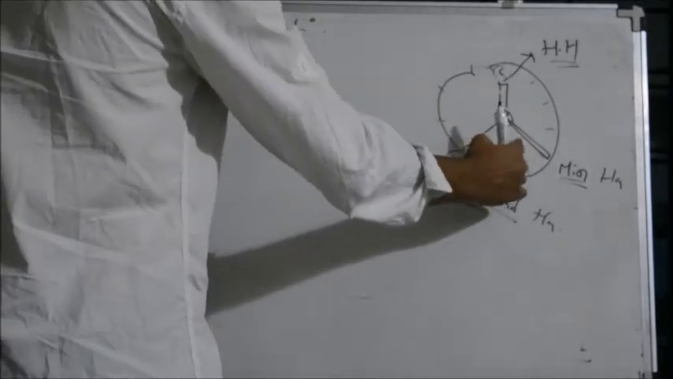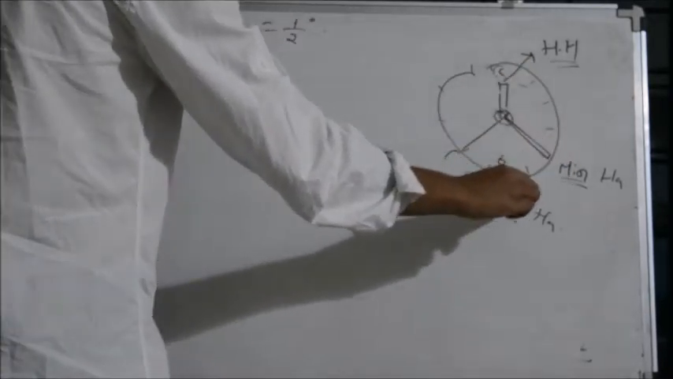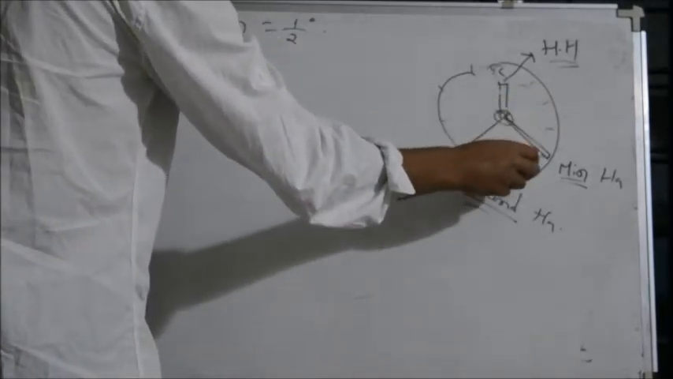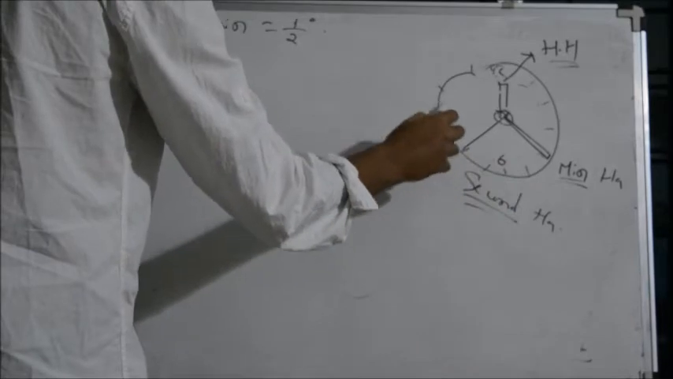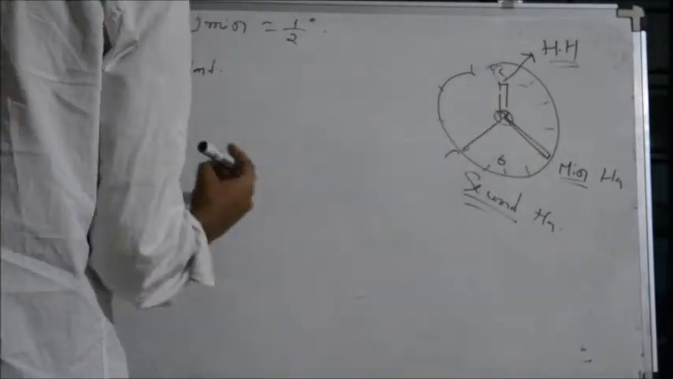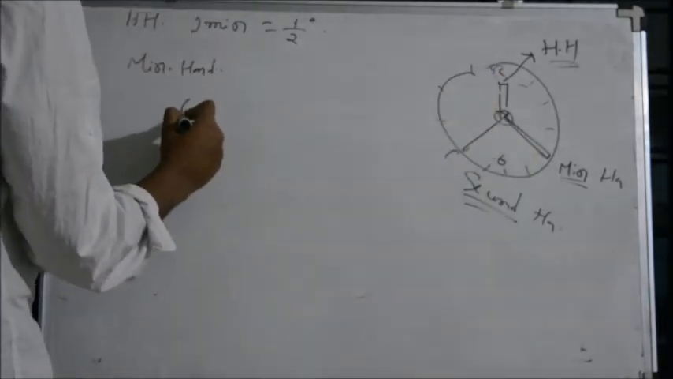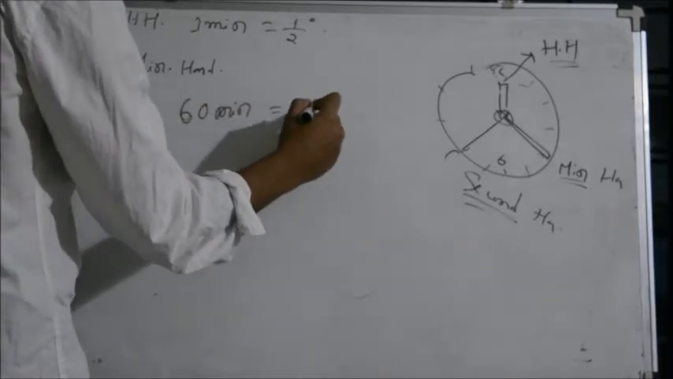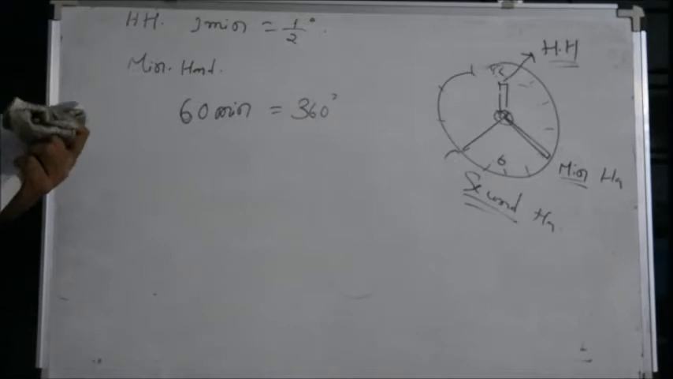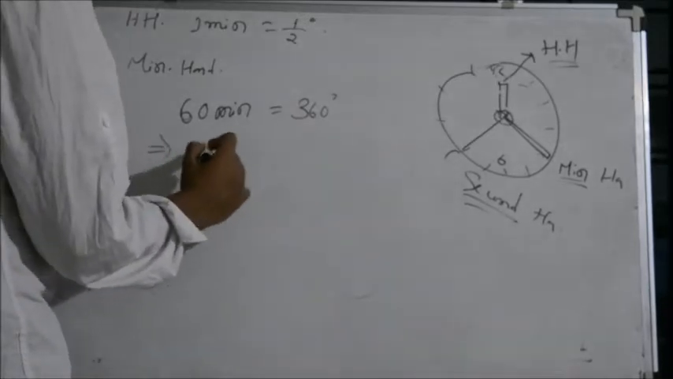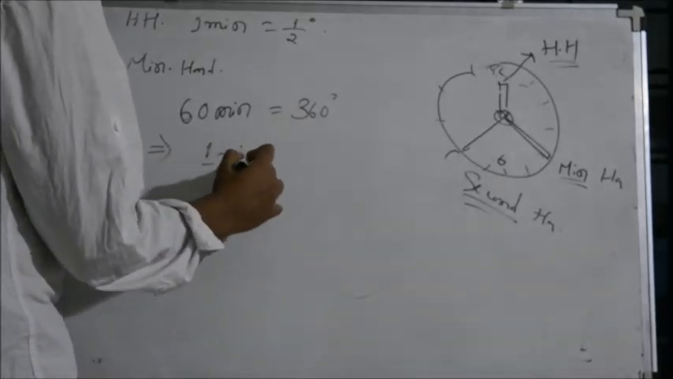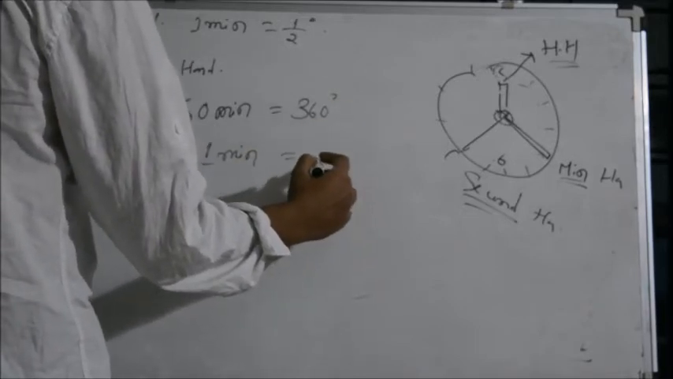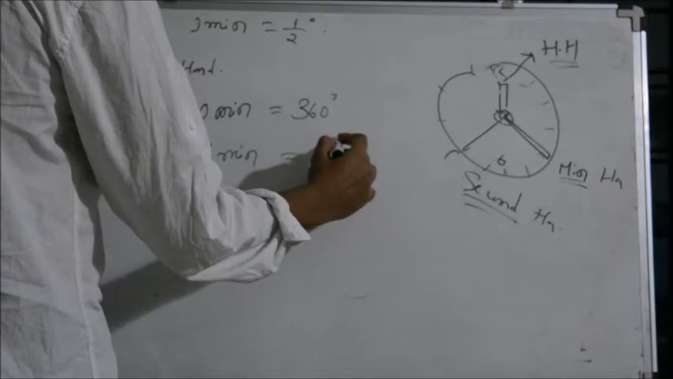For the minute hand, when it moves from here to here, that is 5 minutes, 10, 15, 20, 25, 30. Likewise, when there is one complete circle, it will be 60 minutes for the minute hand. 60 minutes is equal to 360 degrees for the minute hand, right? Which implies in 1 minute, the minute hand will move 360 divided by 60, which is equal to 6 degrees.